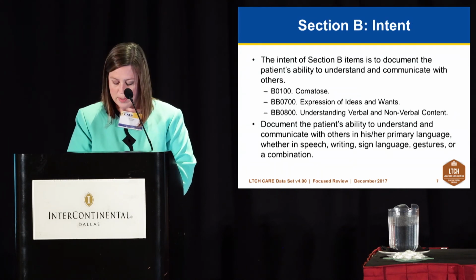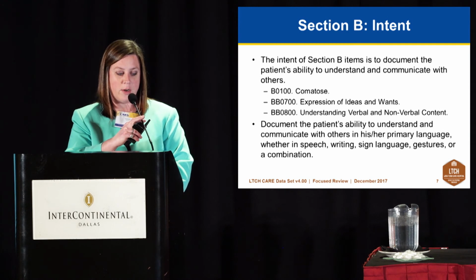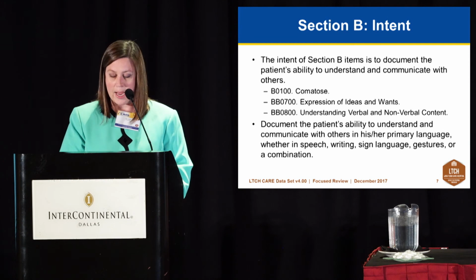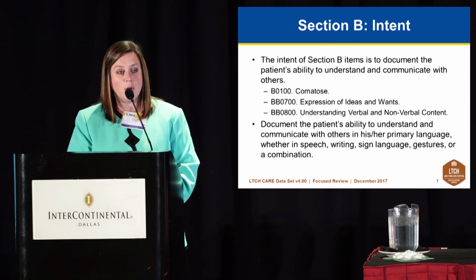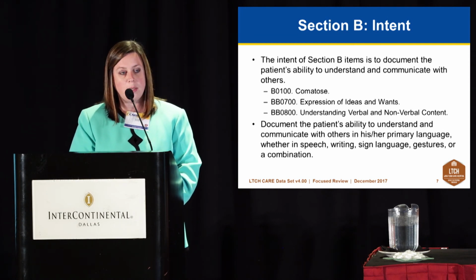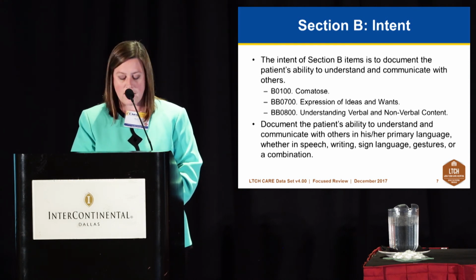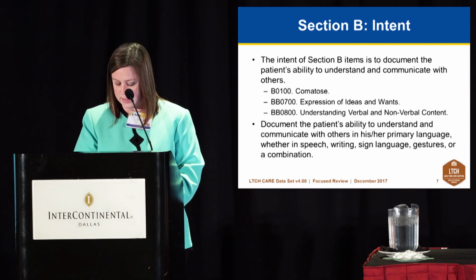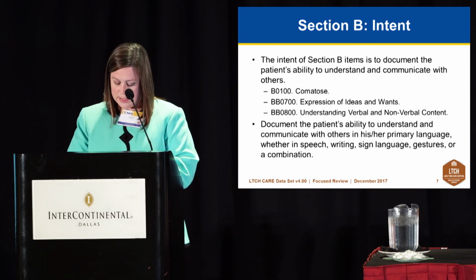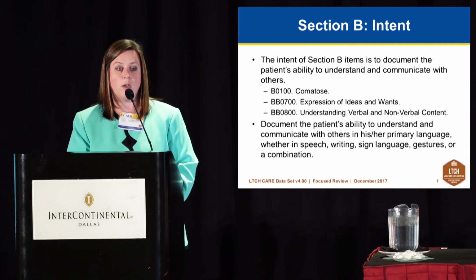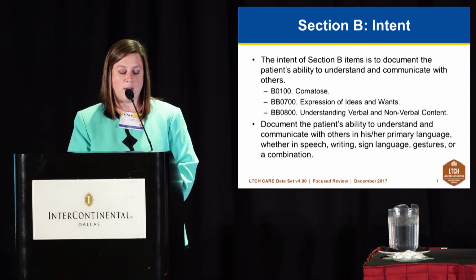The intent of Section B is to document the patient's ability to understand and communicate with others. This is accomplished by collecting data in 3 sections: BB0100 Comatose, BB0700 Expression of Ideas and Wants, BB0800 Understanding Verbal Content. Section B is intended to document the patient's ability to understand and communicate with others in his or her primary language, whether in speech, writing, sign language, gestures, or a combination of these.